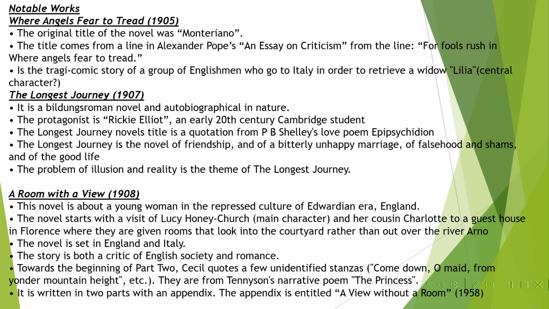Okay, this is a story about a Cambridge student, Rickie Elliot, who has a very nagging wife and a troubled half brother. What happens is that the troubled half brother dies saving his brother from being run over by a train. In this work, The Longest Journey, the title is taken from P.B. Shelley's poem Epipsychidion, and it is a novel about friendship, unhappy marriage, or how a brother saves the life of a brother and dies himself in that process. It is also trying to talk about the problem of illusion and reality, which is not being represented in these days in the novels.